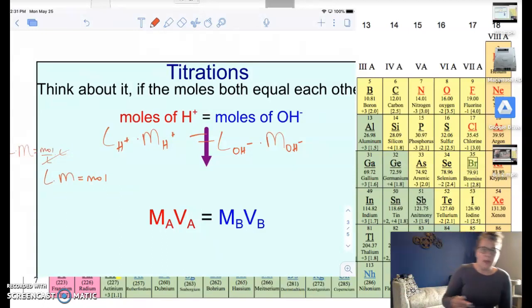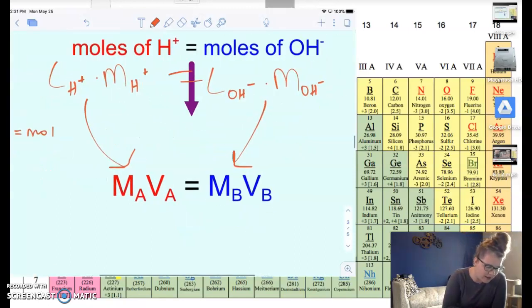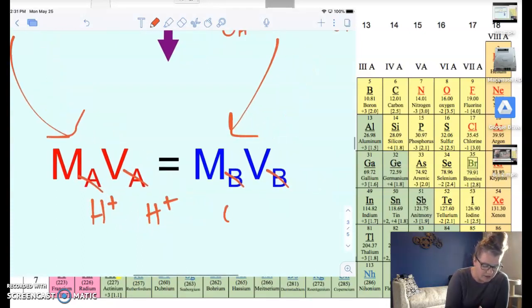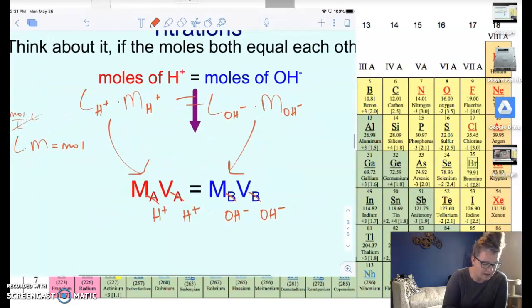Okay. If we simplify this even further, we have this equation below. MAVA equals MBVB. And one thing that I want to emphasize is while the A's and the B's are nice for acid and base, really we're getting at the molarity of the hydrogen ions, the volume of the hydrogen ions, the molarity of the hydroxide ions, and the volume of the hydroxide ions.